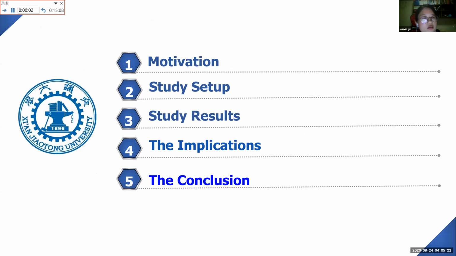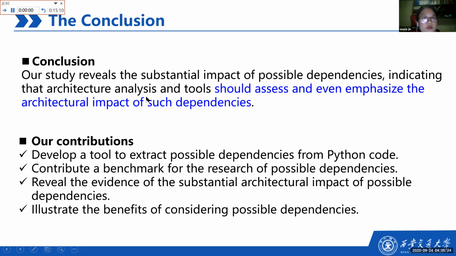Now we can make conclusions. Our study reveals the substantial impact of possible dependencies, indicating that architecture analysis and tools should assess and even emphasize the architectural impact of such dependencies.